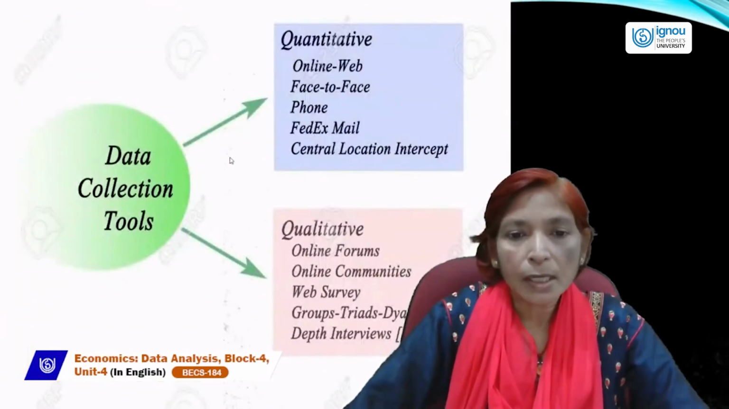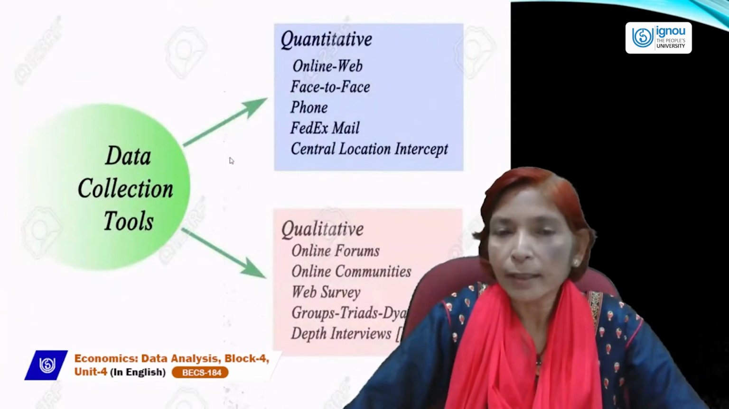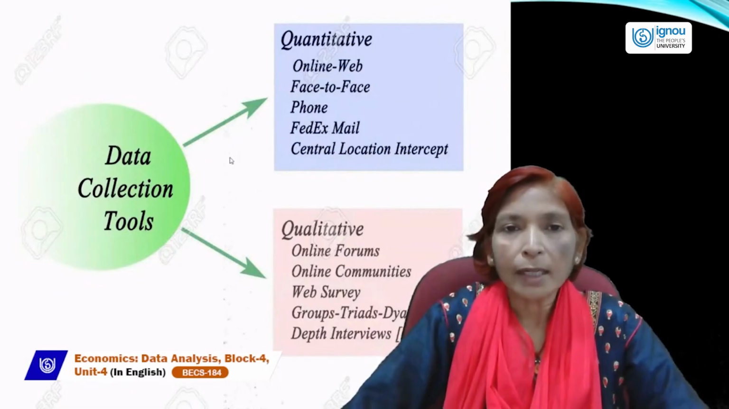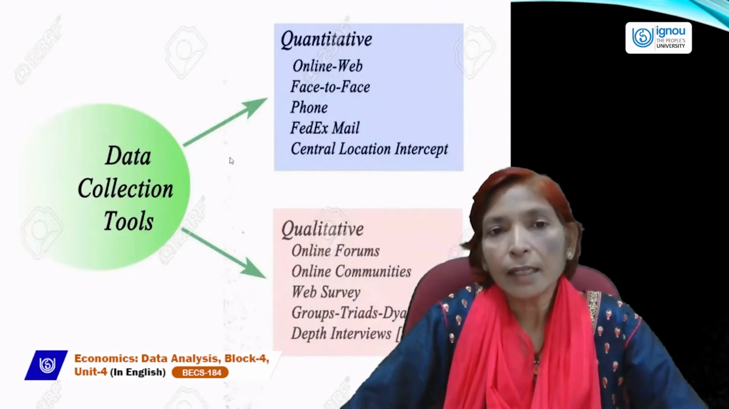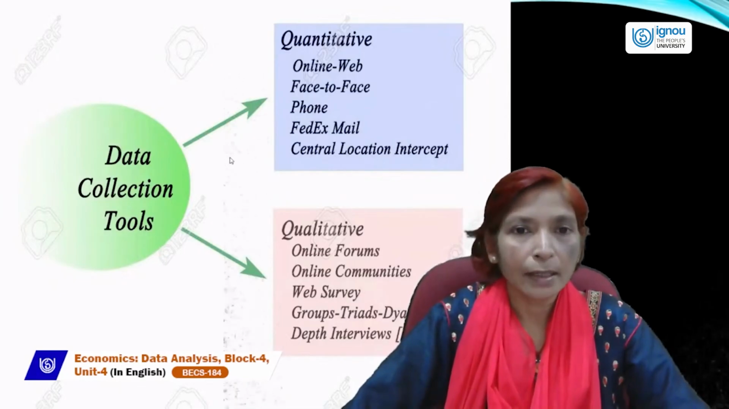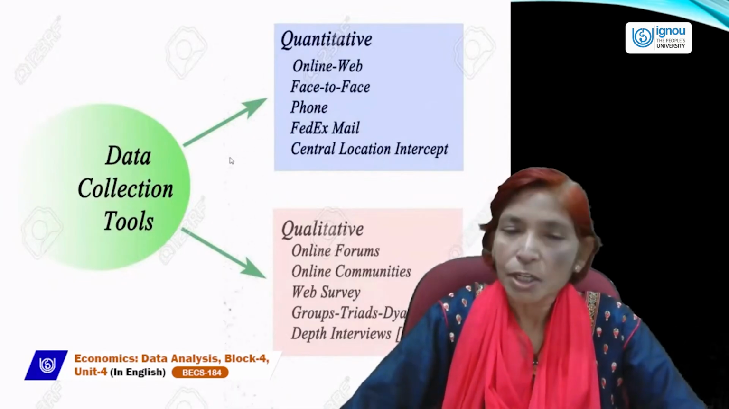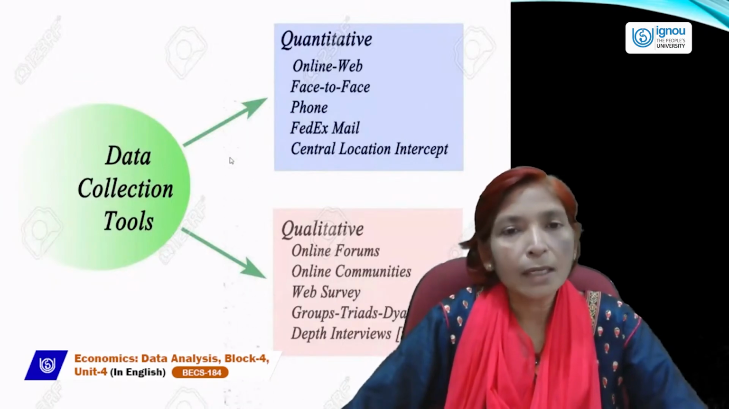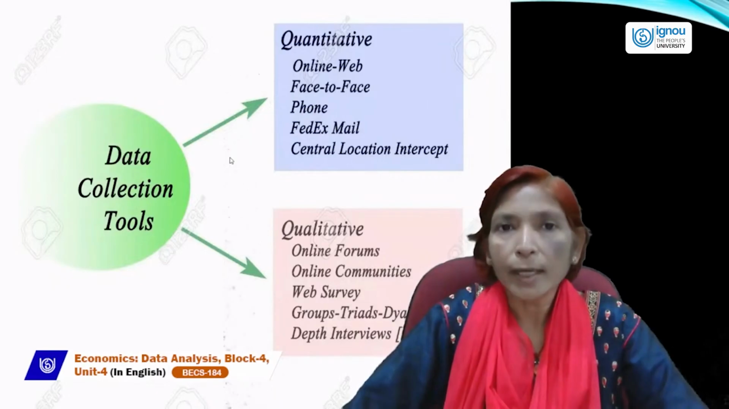Data collection tools are basically of two types: one is quantitative and the other is qualitative. Quantitative data is data in which we can quantify the facts, or anything which can be accurately measured. So data collection tools are basically two: quantitative and qualitative.